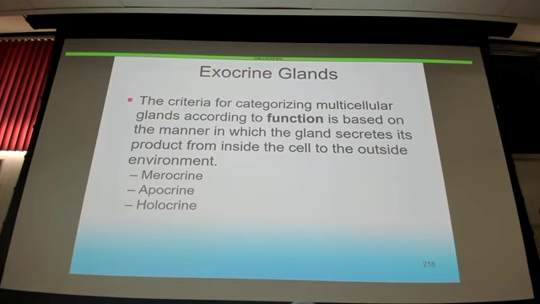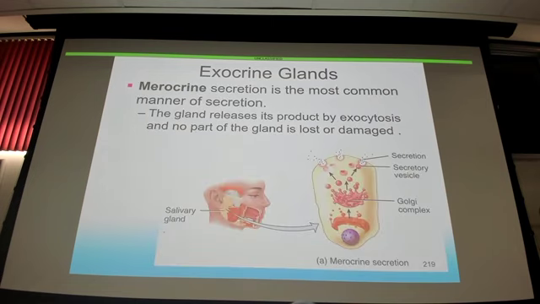Under exocrine, multicellular glands have functions where they're secreting things. There are different ways that we release these products. There's merocrine, and yes, I'm from East Texas, and that's hard for me to say for some reason. Merocrine, apocrine, holocrine. I change the name a little bit when I say them. Merocrine is the most common way that exocrine glands will release their secretions. What's going to happen in merocrine secretion is you're going to have exocytosis.